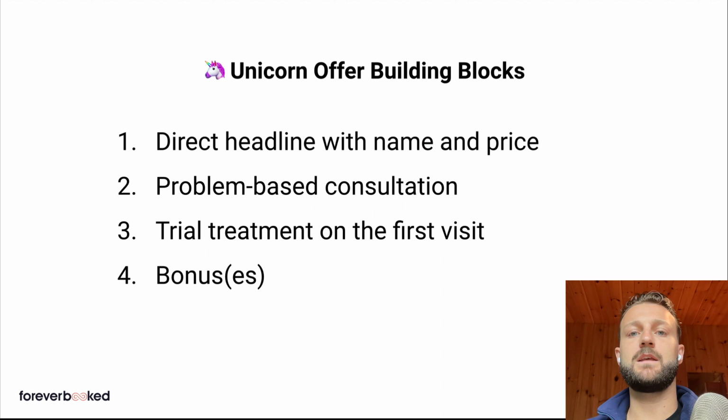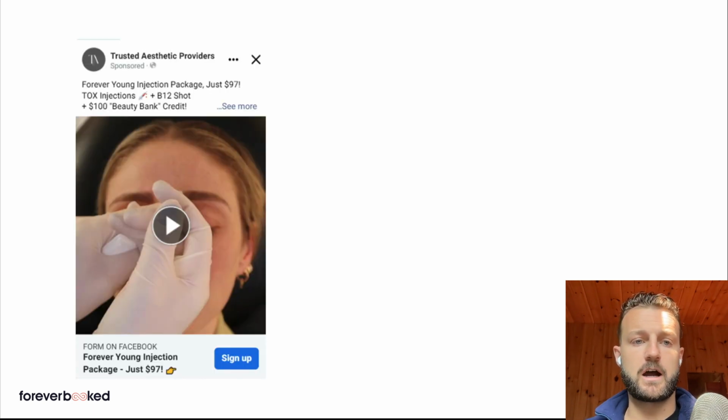And you should add as many bonuses as possible to add more dimension to the offer and make it stand out even more. So let's look at some examples. Here's one such offer. It's called the Forever Young injection package. It's $97. It contains Tox, a B12 shot, and a beauty bank credit that people can put towards a future visit. So super, super valuable. And this is one of our best offers.